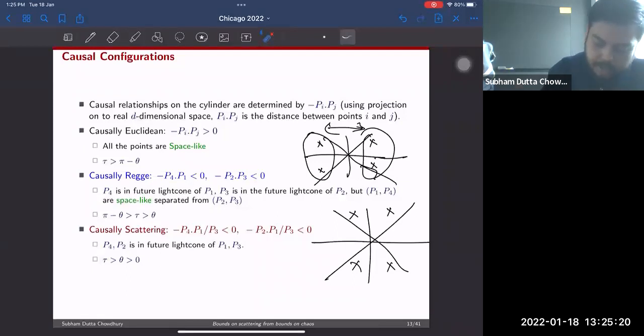So now, starting from a Euclidean configuration, you can move your operators up and down to change your causal configurations, right?